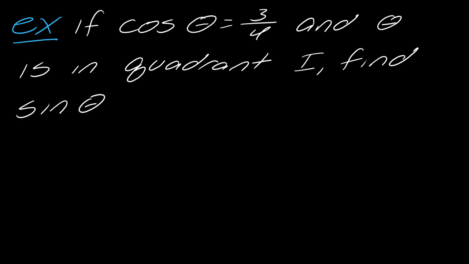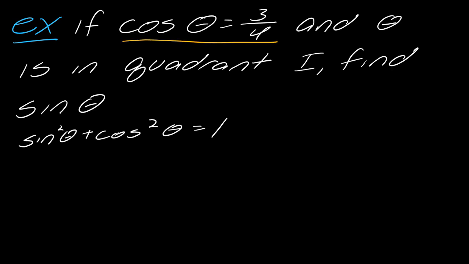So what I'm going to do is remind myself: sine squared theta plus cosine squared theta equals 1, okay? And then I can plug this little piece of information in. So I've got sine squared theta plus 3/4 squared equals 1, because that is the value now of cosine theta, right? And I just square that value.